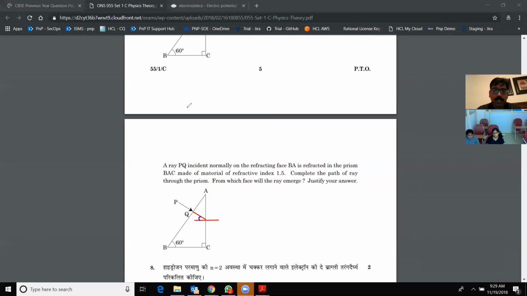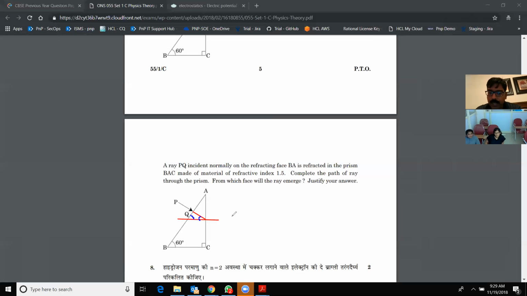Let me extend this line and allow it to go through. Where is it running away? This point. Now tell me, what is the value of this angle? 30, sir. This angle here, the angle that I just drew.